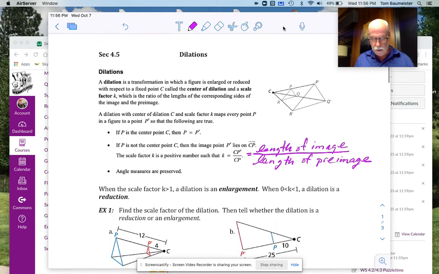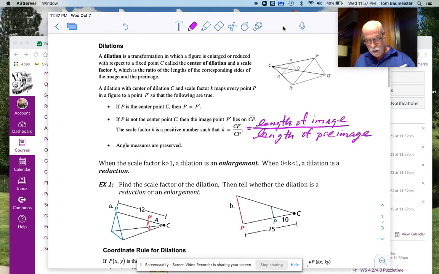And let's see, all angle measures are preserved. So if an angle is 45 degrees, if it's either an enlargement or a reduction, the angle is still going to be 45 degrees. Okay, so those don't change. So when the scale factor K is greater than 1, it's an enlargement. When it's between 0 and 1, we know that it is a reduction.